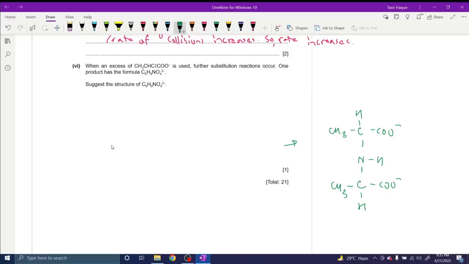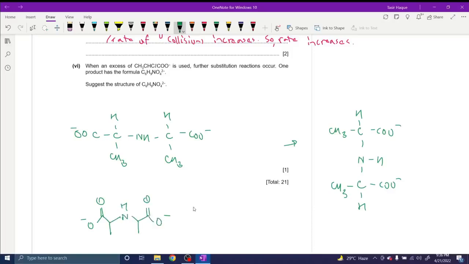So let's draw the compound. COO minus, CH3, NH, CH3, COO minus, or you could go for skeletal. Skeletal also works. COO minus, CH3, NH, COO minus. Okay, both work. Your call.